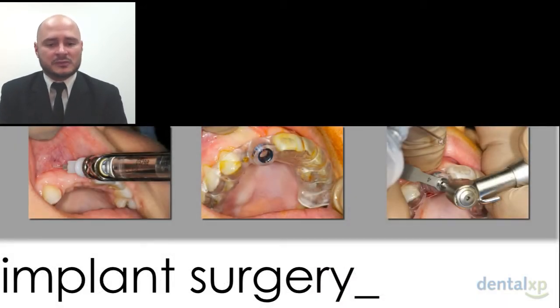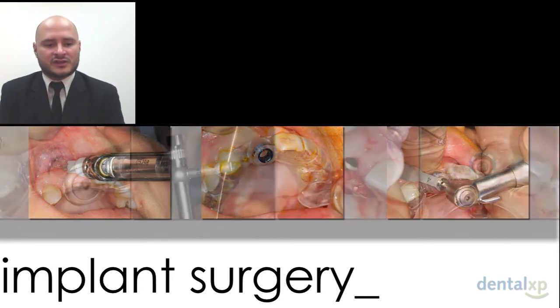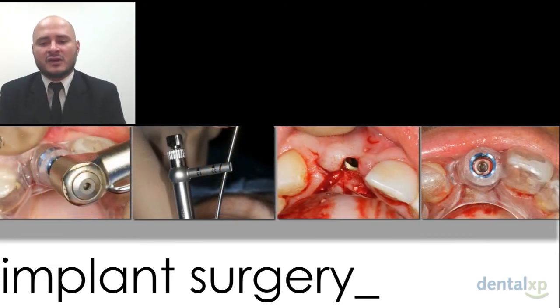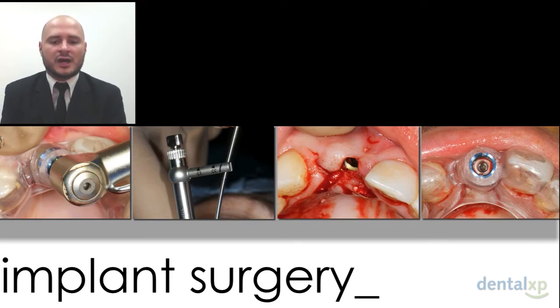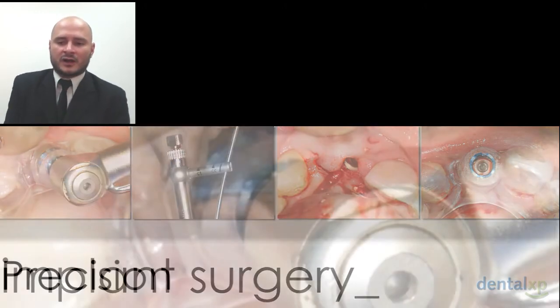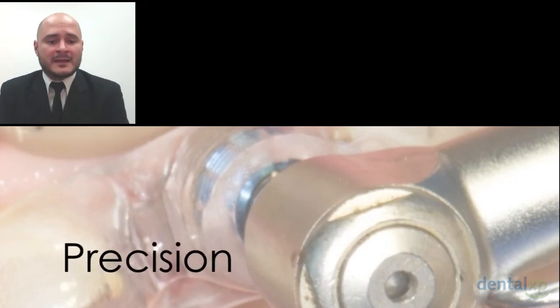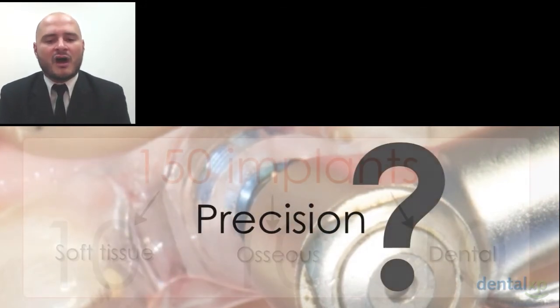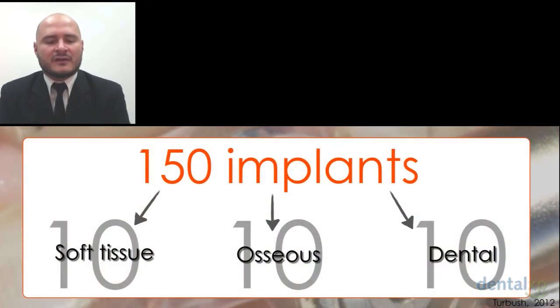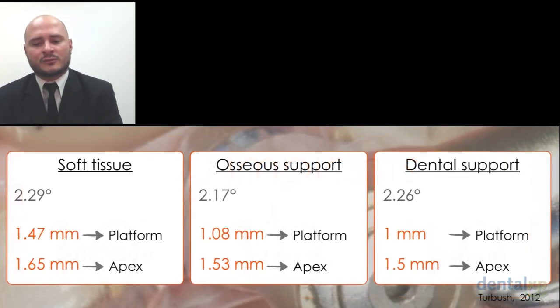Surgery date came 6 months later. Patient was anesthetized, and the implant was delivered as planned from our surgical planning for Jenny's case. But how precise are these surgical guides? Well, in a study by Turbush in 2012, he studied 150 implants in which he used 10 soft tissue supported guides, 10 osseous supported guides, and 10 dental supported guides.